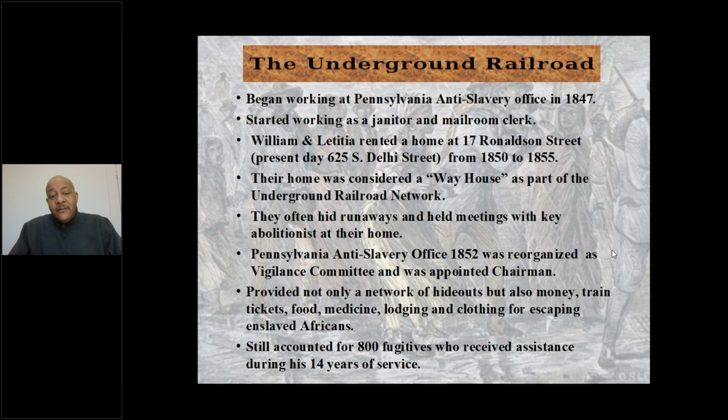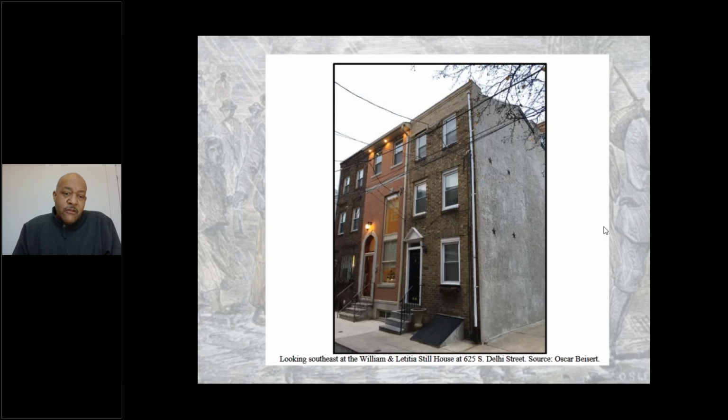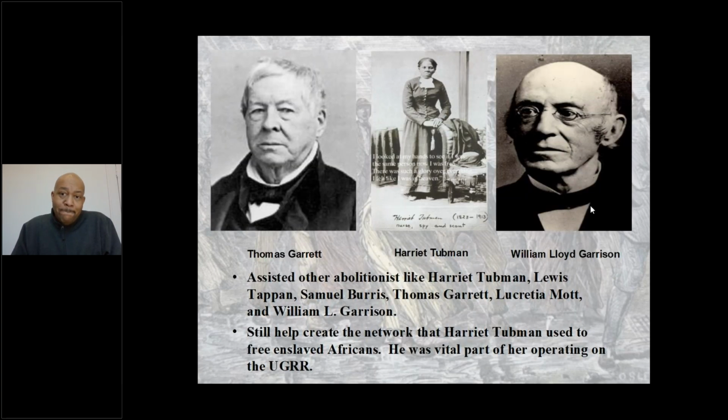So William provided not only the network of hideouts, but also money, train tickets, food, medicine, lodging, and clothing for escaping enslaved Africans. Still accounted for over 800 fugitives who received assistance during his 14 years of service at the Underground Railroad. Here's a picture of the house that William Still rented between 1850 and 1855. He assisted other abolitionists like Harriet Tubman, Lewis Tappan, Samuel Burris, Thomas Garrett, Lucretia Mott, and William Lloyd Garrison.